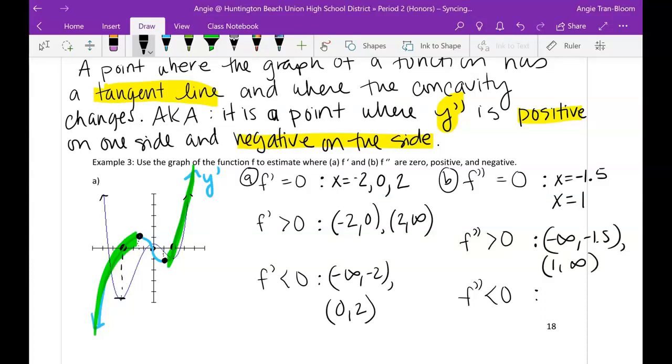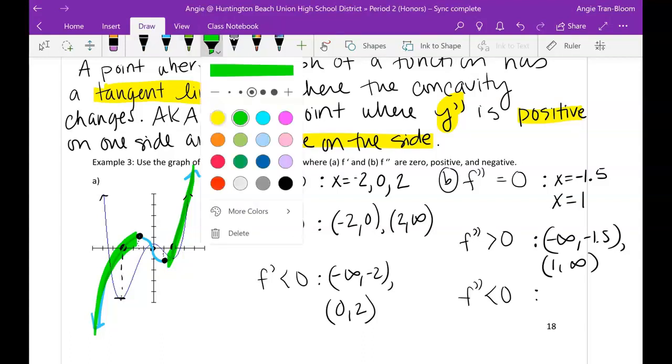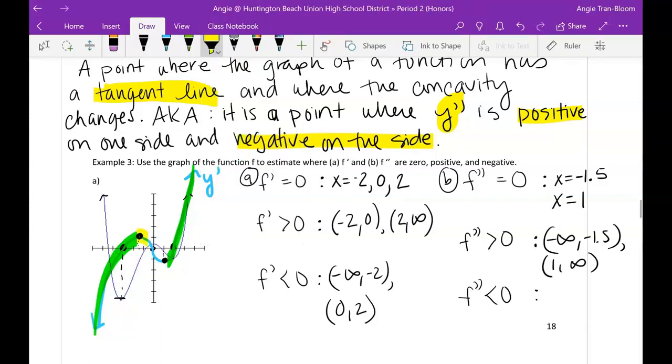So those are the 2 locations that will have a positive slope for y prime, or y prime prime is positive. Now, when is y prime prime negative? I'm going to get yellow next. Here we go. So it's negative right here, right? That's a negative slope. So I'm going to write that as, looks like -1.5 to 1. And again, these are eyeballing the values, so that's an estimation. So that's example 3A. Let's go to example 3B.